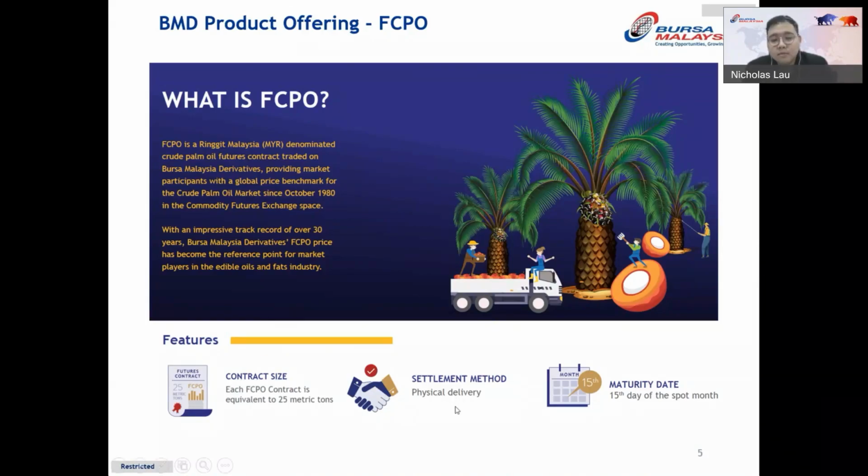Secondly, for the settlement method under FCPO, it is physical delivery, which means that when the contract enters into the spot month, which is the current month, physical crude palm oil will be delivered from the seller to the buyer. And of course, under this contract, the 15th day of the spot month is when the contract will mature or expire.